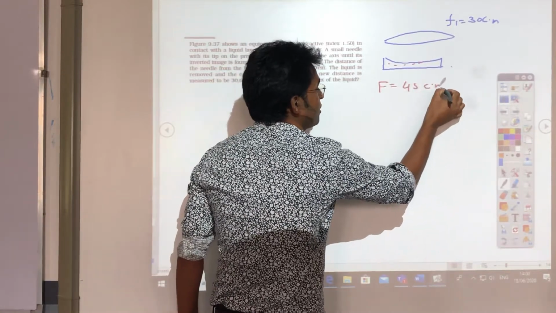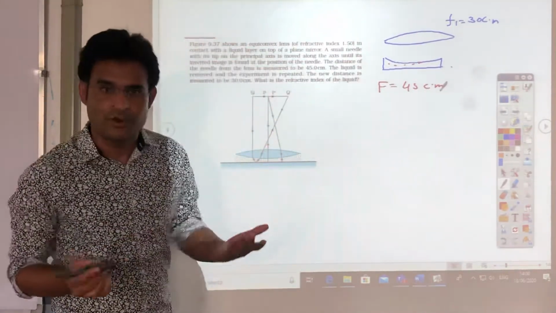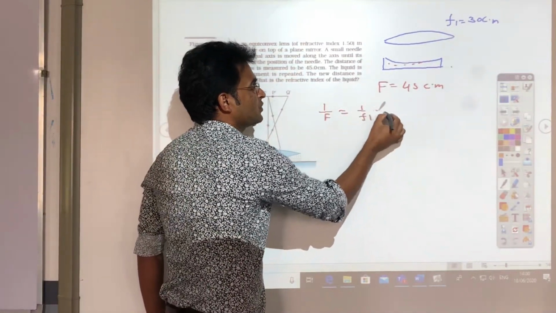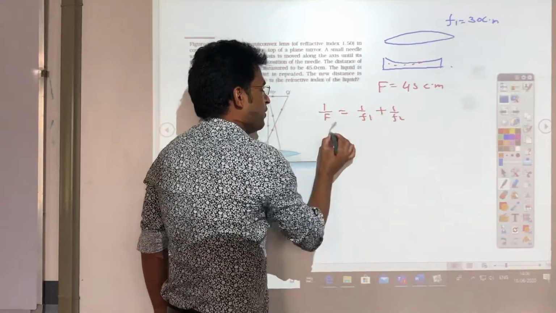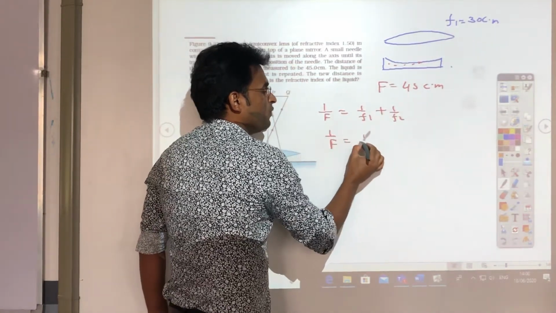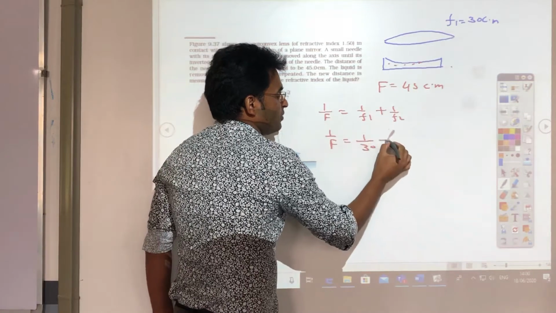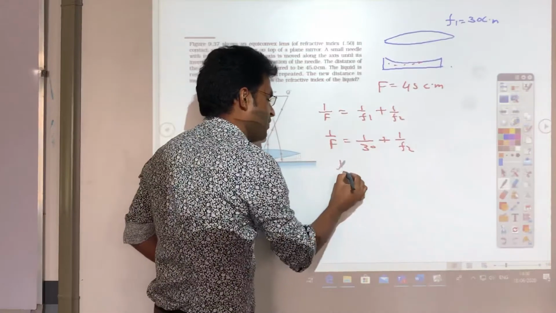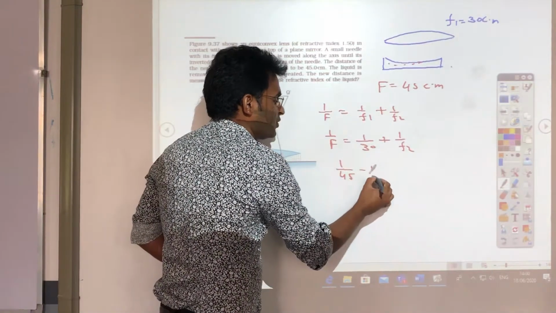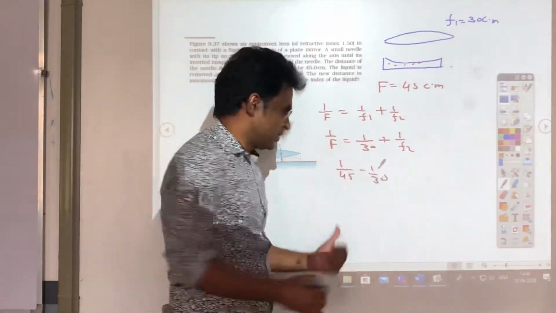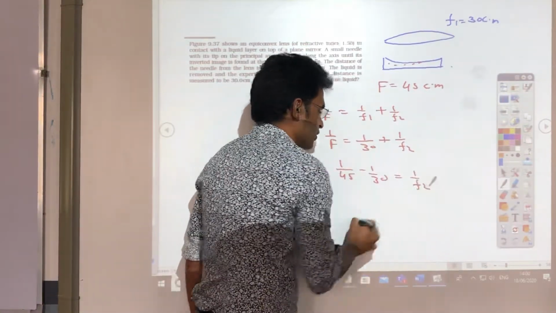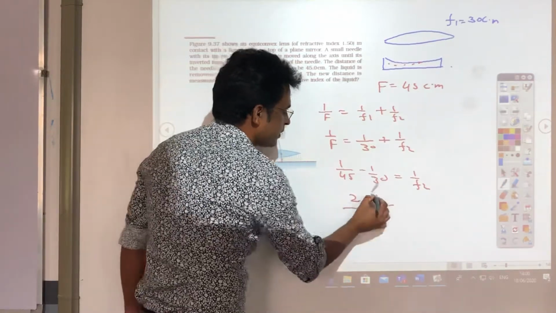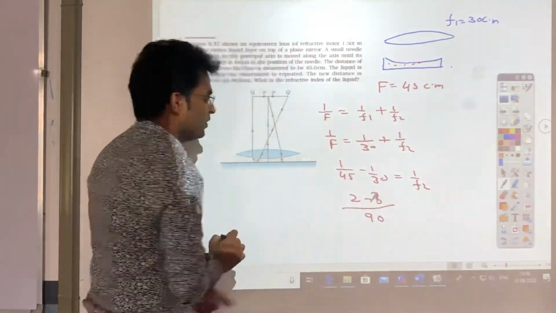So we know the lens combination formula. I can use 1 by f is equal to 1 by f1 plus 1 by f2. Now 1 by f is 1 by 45, f1 is 30, so I can write 1 by 45 minus 1 by 30. I take this term to the left side, that is 1 by f2. If I calculate, 90 will be the LCM, this will be 2 minus 3.